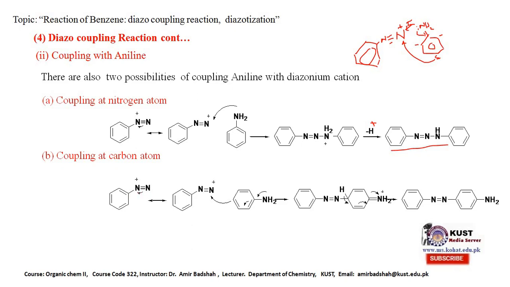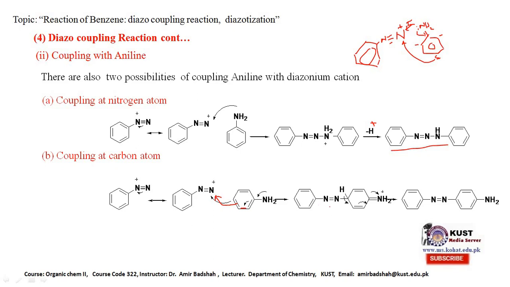Here the electrons are shifted here, and the positive charge will be shifted here, and after the shifting of the positive charge, this aniline will shift electrons to the ring. It will change into a double bond, and then this bond will be shifted here. It will be changed into a double bond, and these electrons then attack the nitrogen of the diazo group.